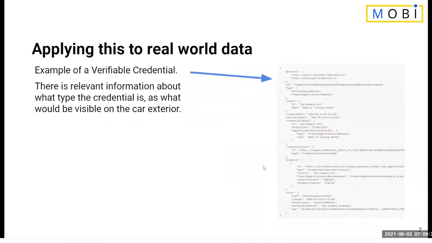Now applying this to the real world. So, example here of a verifiable credential. There's relevant information about what type the credential is, something like what would be visible on the car exterior. So here on the right-hand side, you can see an example of a credential that is for a product registration. As you can see, it says product registration credential, but it could be a car registration.